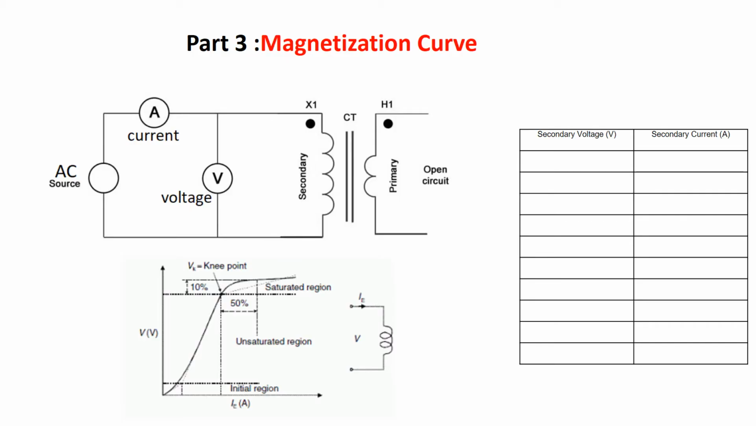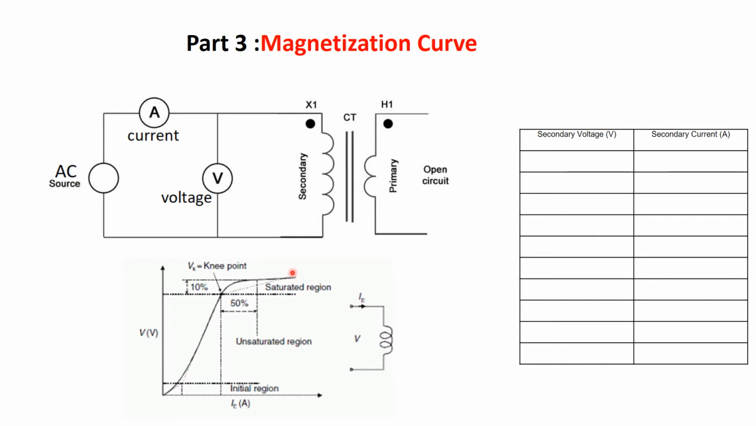Now let's start part 3 of the experiment, the magnetization curve. This is our connection. We're going to use only the secondary. The primary we will leave open. For the secondary, you are going to connect an AC source and measure the current and voltage so that we can draw the relation between the secondary voltage and secondary current and find the magnetization curve.